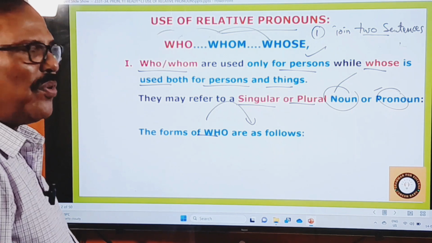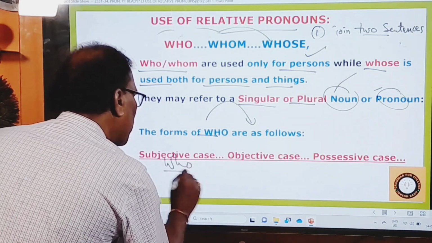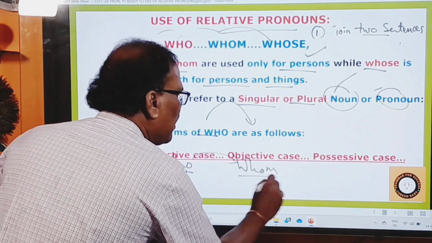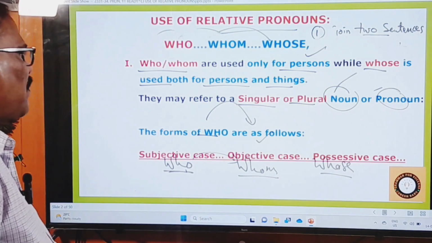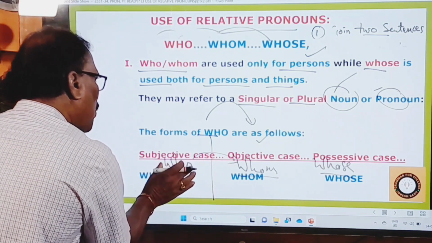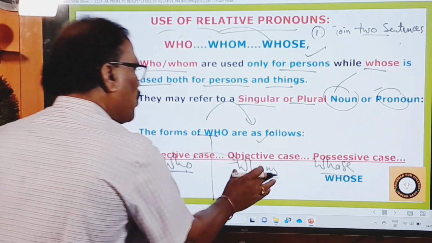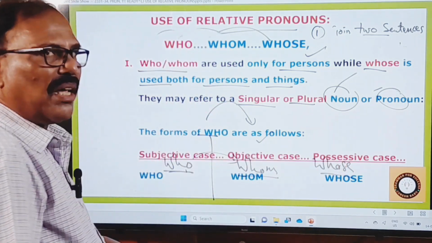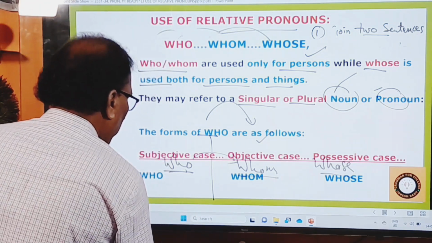And let us see the forms of who. What are the forms of who? Here you see subjective case, objective case, possessive case. Who is the subjective case pronoun. From this who, whom has come, and this is the objective case pronoun, and whose is called the possessive case pronoun. So this who is used for the nouns that are in the subjective case. Whom is used for the pronouns that are in the objective case. Whose is used for the pronouns that are used in the possessive case only. Okay, we are going to see a few examples.